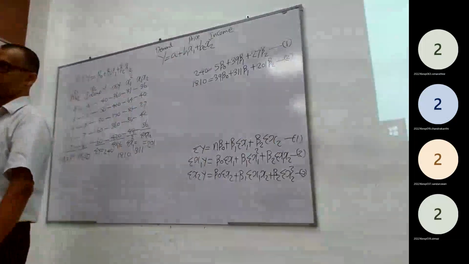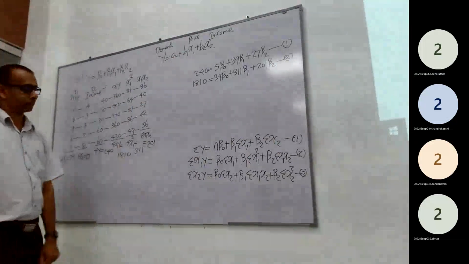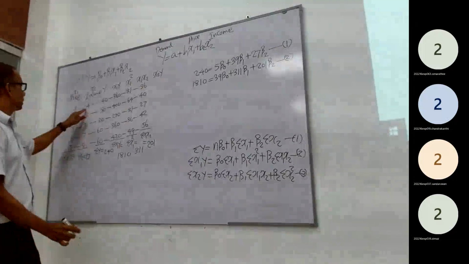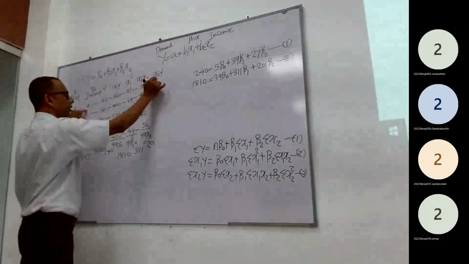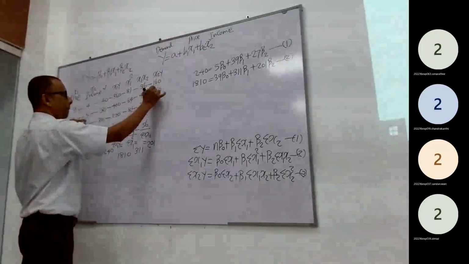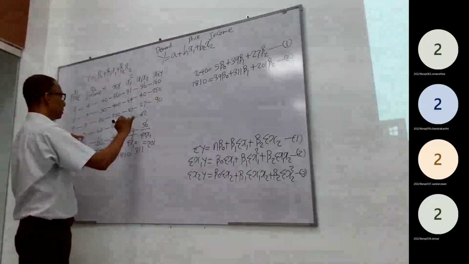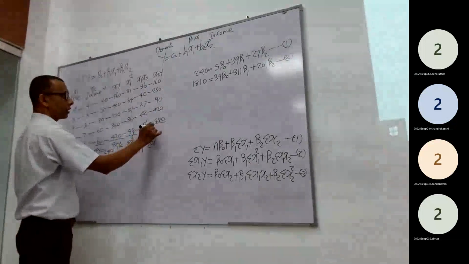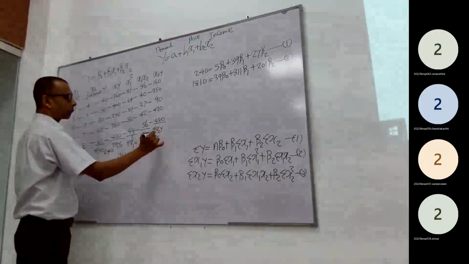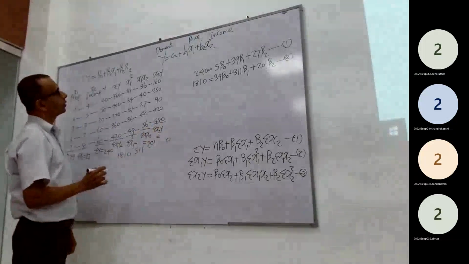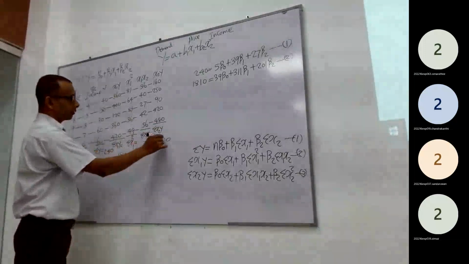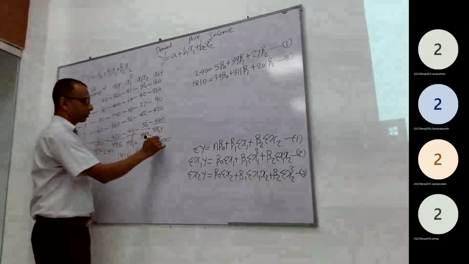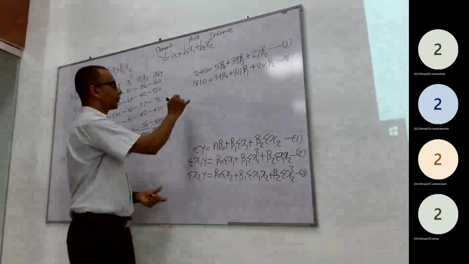That is the second simultaneous equation. Then the third one, sigma x2 y, x2 multiplied by y: 160, 250, 90, 20 and so on. Sigma x2 y is 1,400.